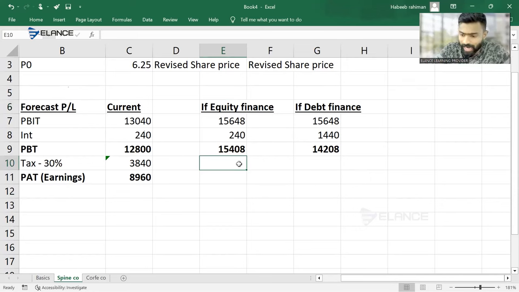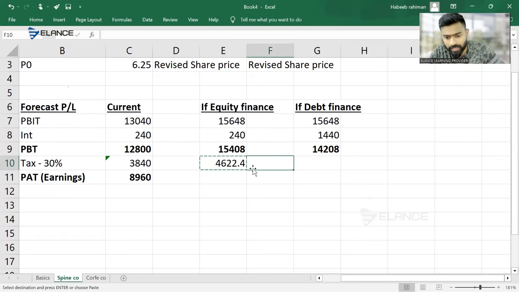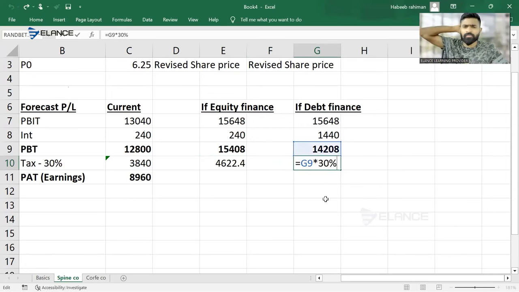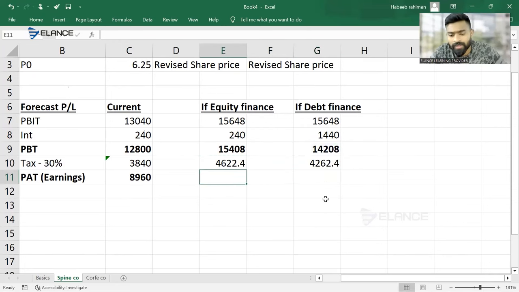Now we are left with tax. Tax is equal to 30% of profit before tax. The same is applicable here. Now we will get earnings. Earnings is equal to PBT minus tax. We got earnings.